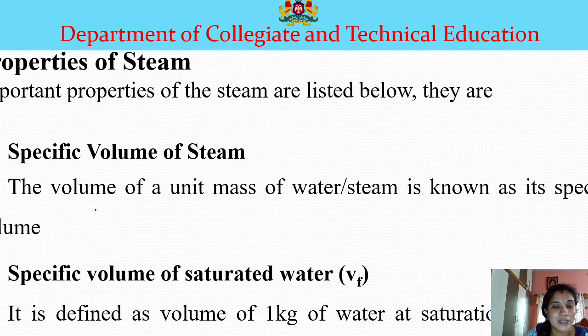So I can say length into breadth into height is called volume, so the unit is meter cube. The specific volume indicates the volume for 1 kg. Remember that, for 1 kg. So the specific volume of steam can be defined as the volume of unit mass, that is 1 kg, of water or steam. So the volume of 1 kg of steam is defined as specific volume.